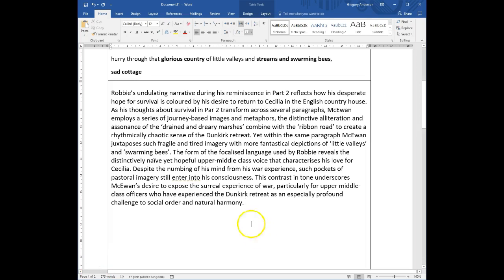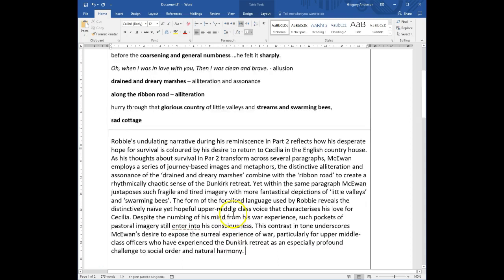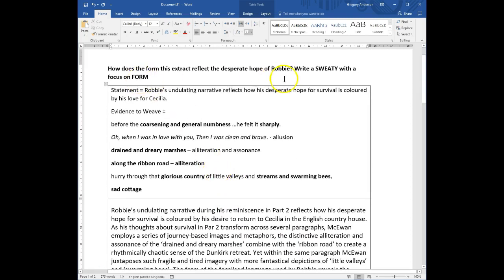Okay, so in this video we're going to talk about some of the choices that have been made here in this form-based sweaty. So the question is, how does the form of the extract reflect the desperate hope of Robbie? And again, the idea behind it is that the form reflects a hope that is unpleasant, perhaps desperate. And the initial statement I suggested was that Robbie's undulating narrative, the fact it changes, reflects how his desperate hope for survival is coloured by his love for Cecilia.